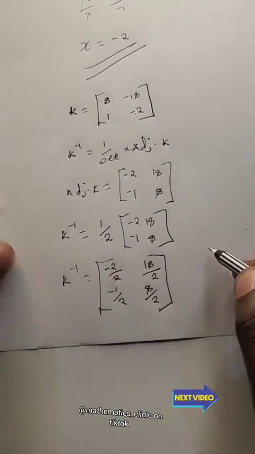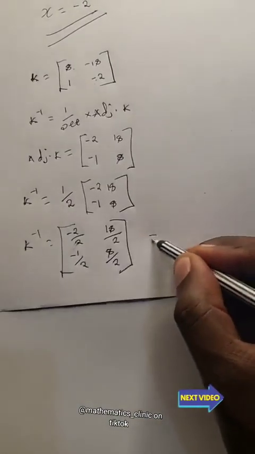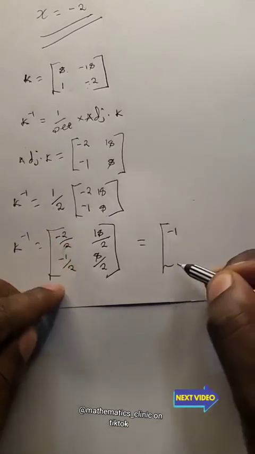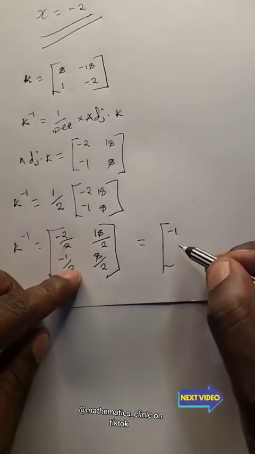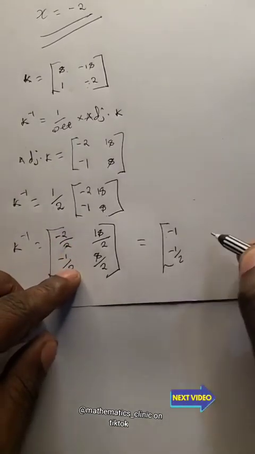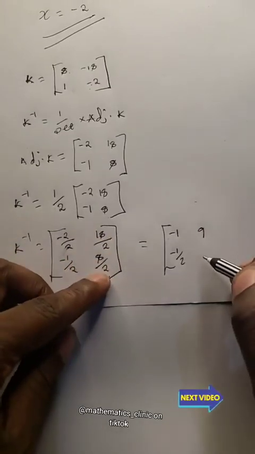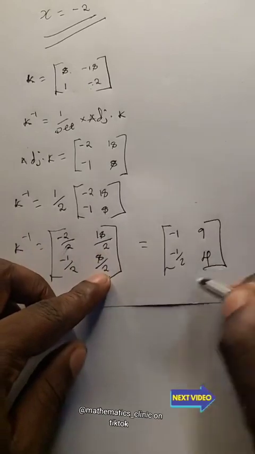Now in simplifying our work, negative 2 divided by 2 is negative 1. Then negative 1 over 2 is negative half, like the way it is. Then 18 divided by 2 is 9. Then 8 divided by 2 is 4. This is now the inverse they're asking us to find. That's the inverse.